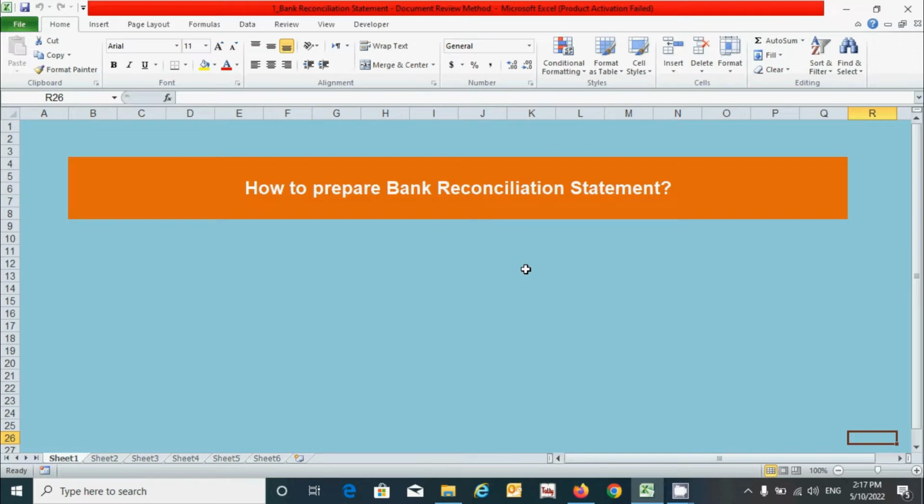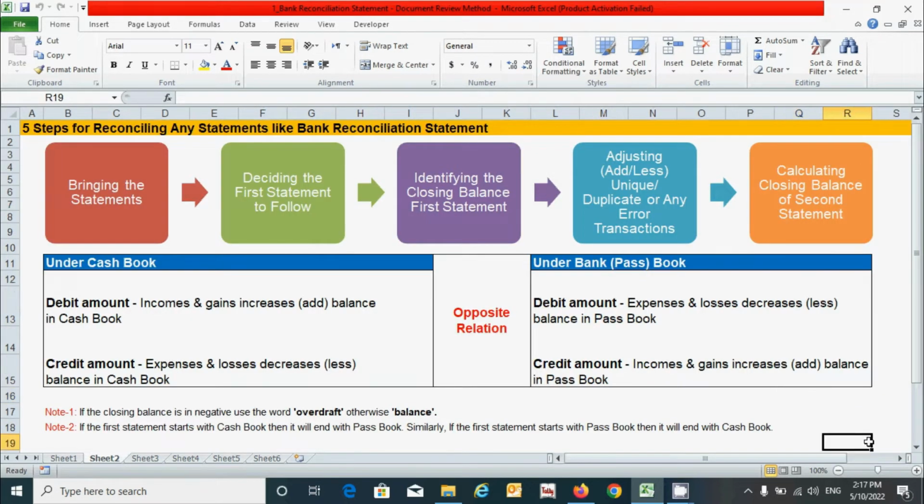Okay, now before I start to prepare the bank reconciliation statement, I would like to tell you some additional information related to this. Basically, there are 5 steps for reconciling any statement, starting with bringing the statement and ending with calculating the closing balance of the second statement. That is, first we will follow this step, bringing the statement. Then second, deciding the first statement to follow. Third, identifying the closing balance of the first statement and adjusting the unique, duplicate or any error transaction in the form of add or less. And finally we will calculate the closing balance of the second statement.